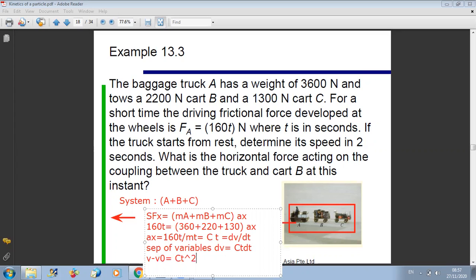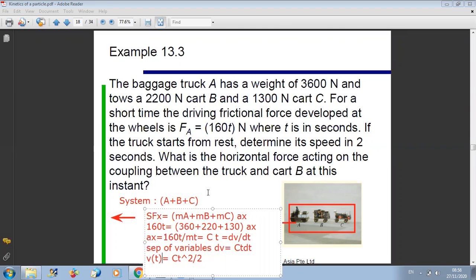Because I integrate on the side of velocity between V0 and V, and on the side of time from 0 to t, I get C t square over 2. And since my system is starting from rest, V0 is 0. So this is V as a function of time. So I can now calculate V at any time. In particular, they asked for V at 2 seconds, so all I have to do is replace t by 2, and I get the value of velocity. So that's it for the velocity.